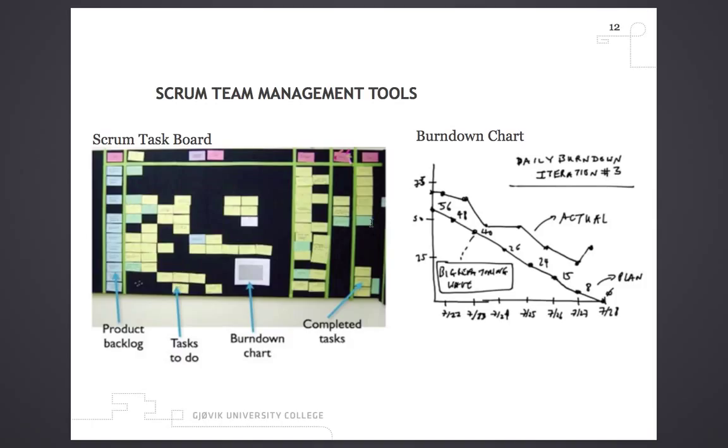The main target for our burn down chart: you rarely get it correct the first time you're working with Scrum, but the main thing is to get a graph that is more or less according to the plan or the estimation. Any questions about the burn down charts? No?